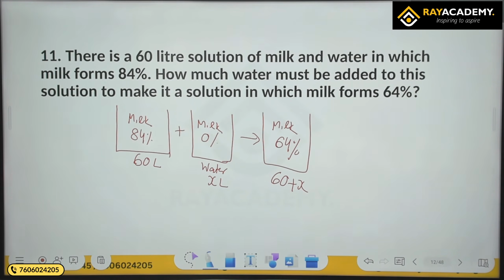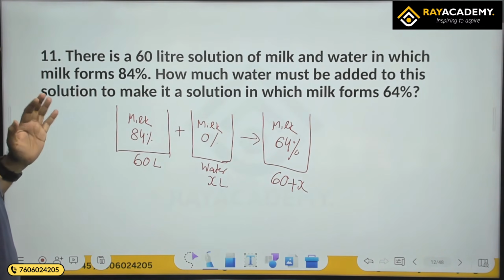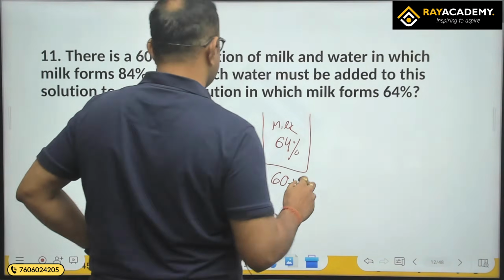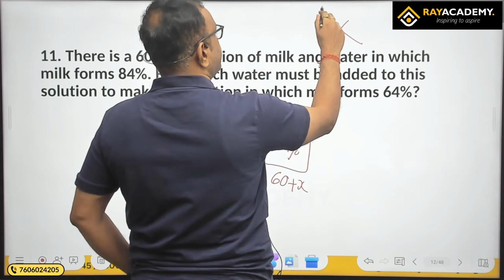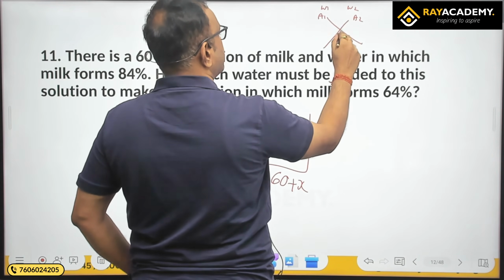First the milk was 84%, then we add milk 0%, x liter, that means only water is added, and it becomes a mixture with milk 64%. There are many ways you can solve this question, but the best way for this kind of question is the alligation method, because alligation is very easy. So let us do the diagram first. In alligation, do you remember the diagram? I need W1, W2, A1, A2, and A.